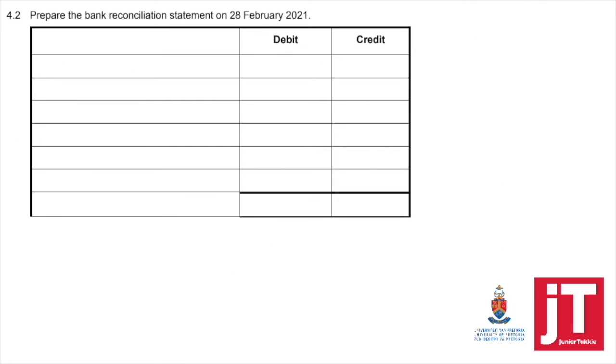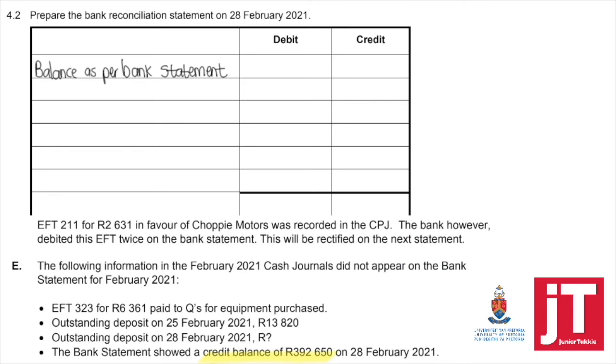Completing the bank reconciliation statement. Information E, the bank statement showed a credit balance of 392,650 on 28 February 2021. So the balance as per bank statement will appear on the credit side, 392,650. A reminder, in the bank reconciliation, everything except the balance as per bank account appears as it would on the bank statement.